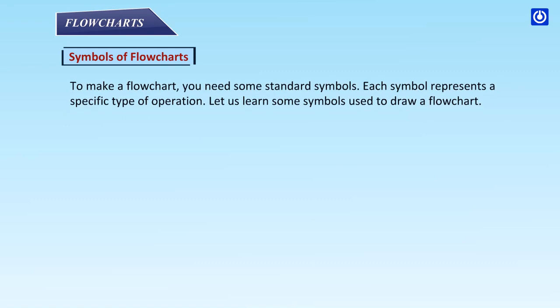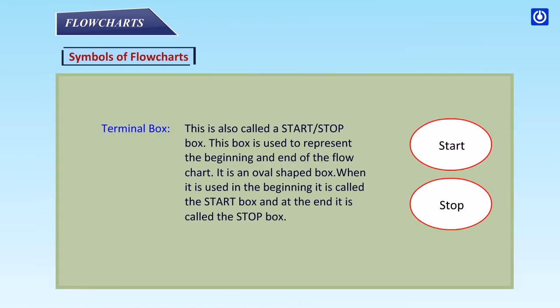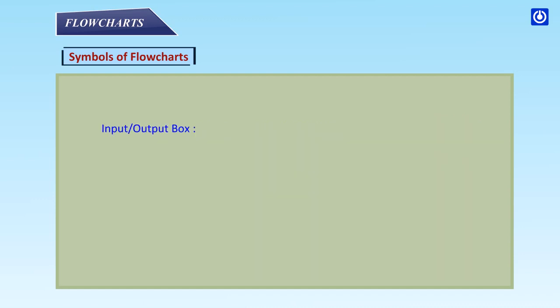Symbols of flowcharts. To make a flowchart, you need some standard symbols. Each symbol represents a specific type of operation. Let us learn some symbols used to draw a flowchart. Terminal box. This is also called a start or stop box. This box is used to represent the beginning and end of the flowchart. It is an oval-shaped box. It is used in the beginning. It is called the start box, and at the end it is called the stop box.